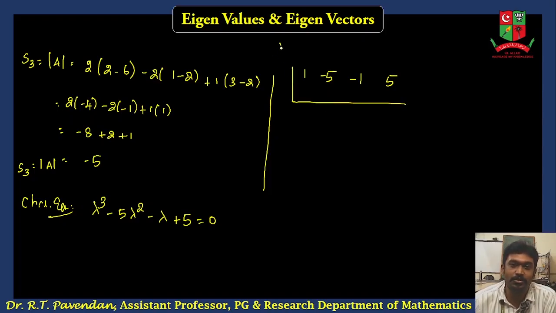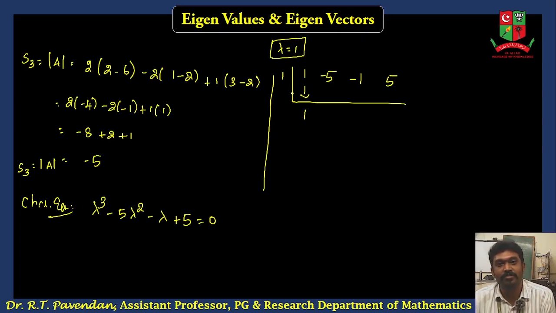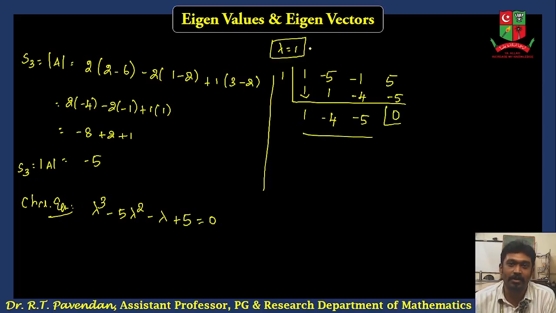So let me choose lambda to be equal to 1 as one of the values, and let us check if it is one of the values of lambda also. So by synthetic division, we have to multiply these two and write it here. So 1 times 1 is 1. So we get, by adding these two, minus 4. 1 times minus 4 is minus 4. By adding these two, we get minus 5. 1 times minus 5 is minus 5, and the constant term becomes 0. So this says lambda is equal to 1 is one of the values of lambda.